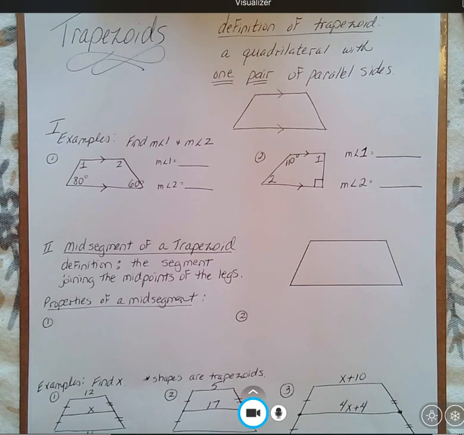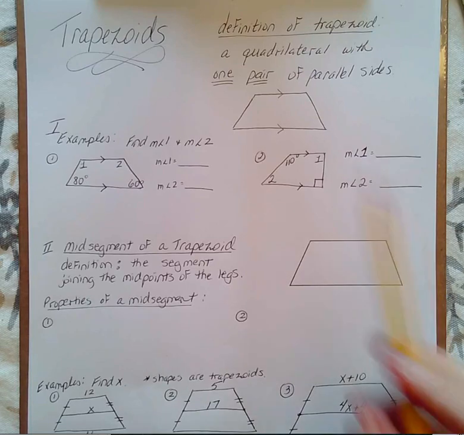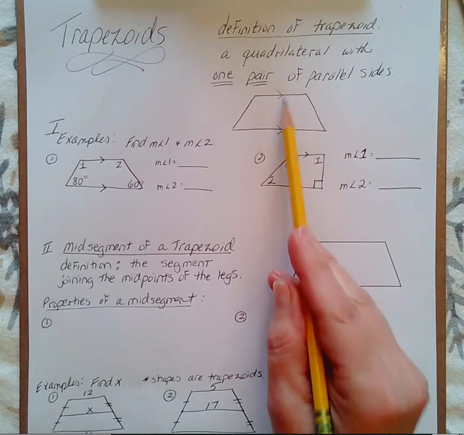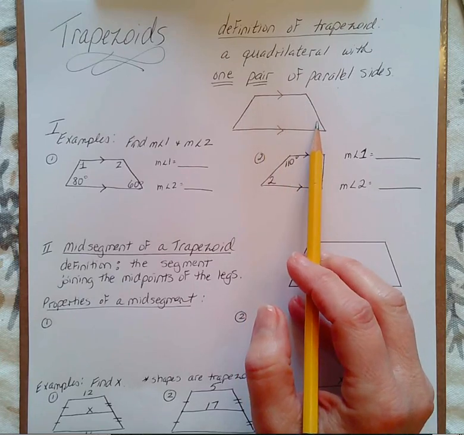Hi, right now we are going to learn about trapezoids. Let's begin with the definition. The definition of a trapezoid is that it is a quadrilateral with one pair of parallel sides. Here is your one pair of parallel sides. The other pair is not parallel.